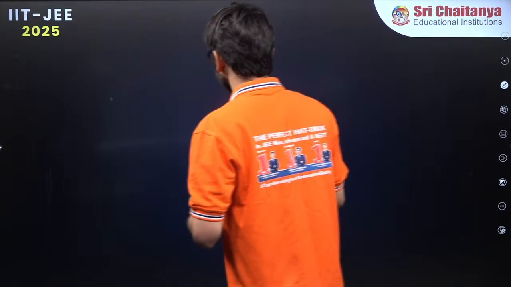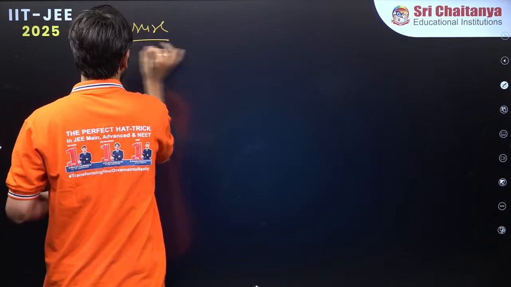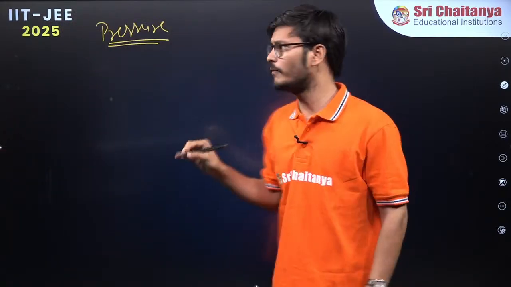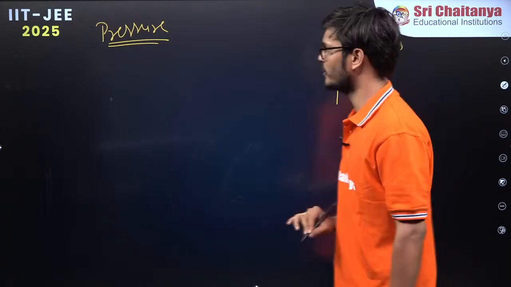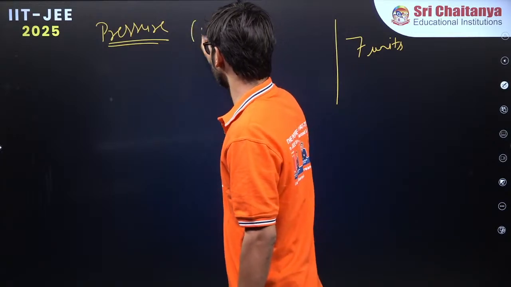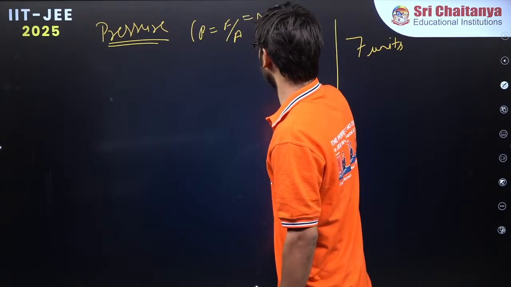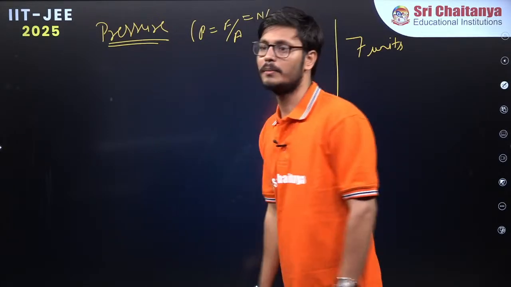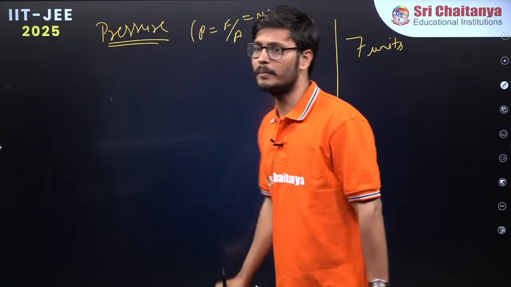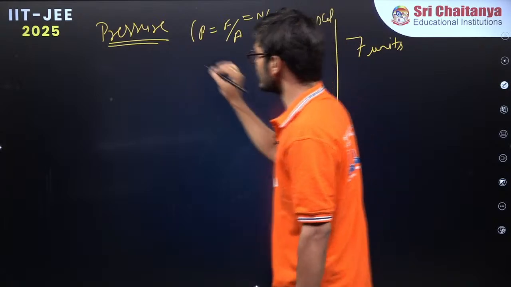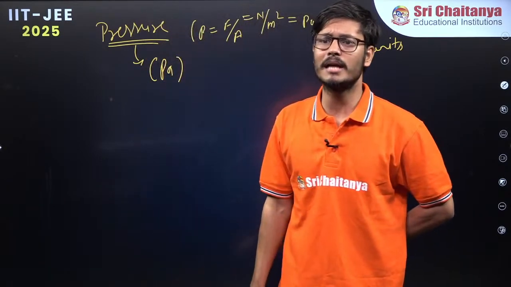Starting with pressure. What is the SI unit of pressure? To write an SI unit, you always take the help of the 7 base units. We all know that pressure is equal to force per unit area, and force is measured in Newtons, area in meter square. So Newton per meter square is known as Pascal. So what is the SI unit of pressure, beta ji? Pascal.